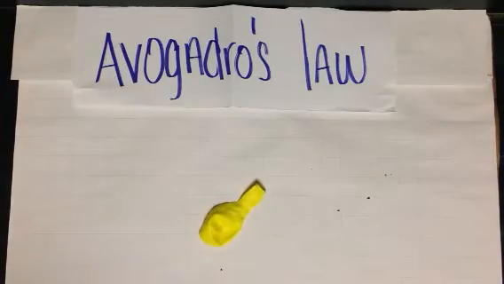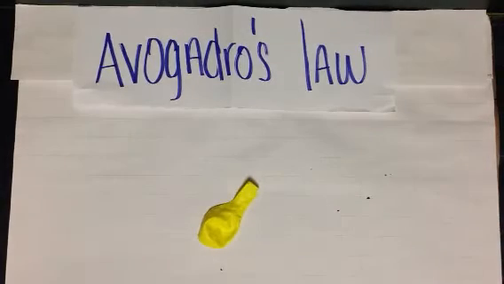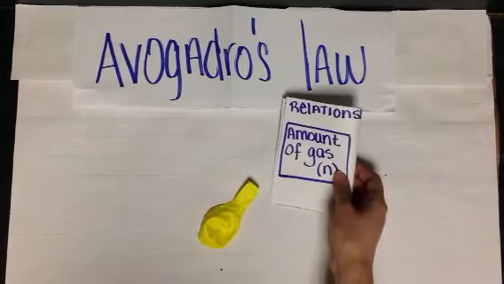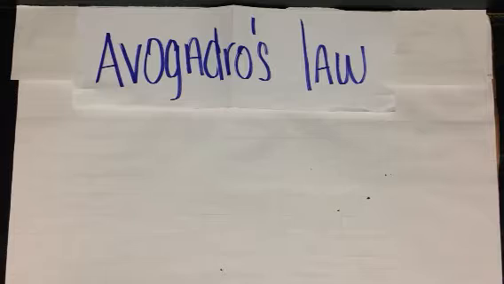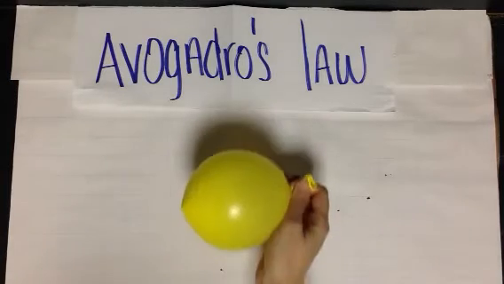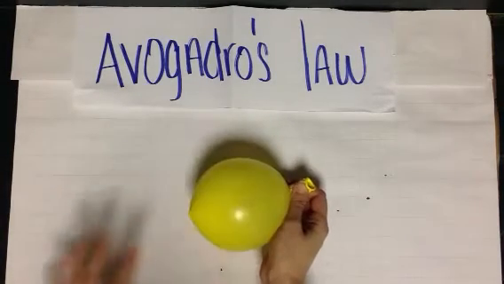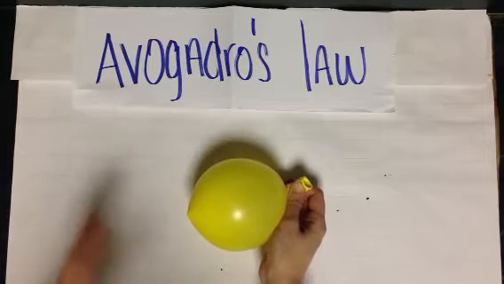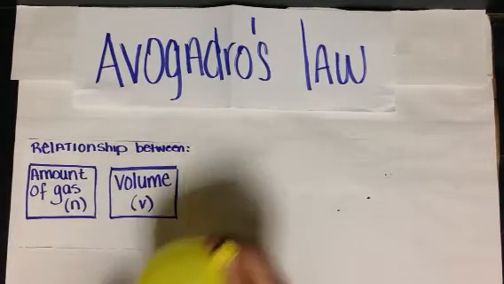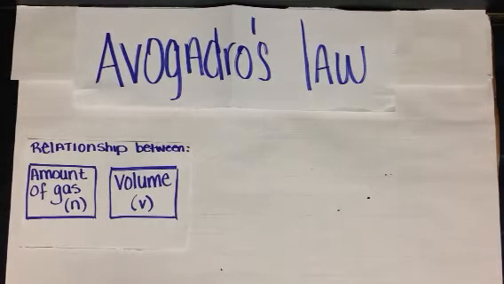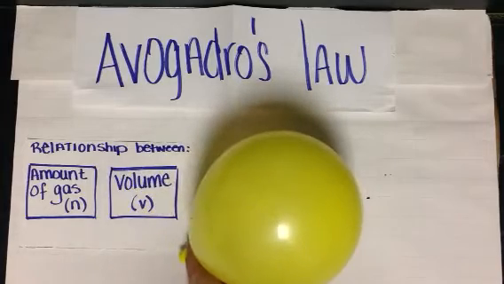So if you notice here, I have a balloon, and I could take this balloon and blow some air into it. By blowing some air into it, I'm basically changing the amount of gas, right? Because gas is coming out of my mouth. Seen here, this is an amount of gas. Now, let's pretend I blow more gas into here. And actually, we don't have to pretend. I could do that right now. So now we have more gas.